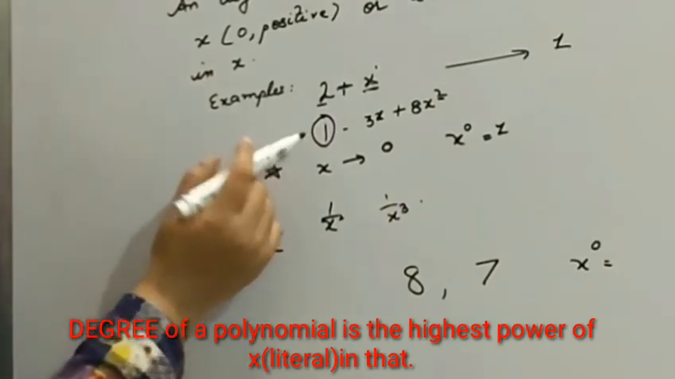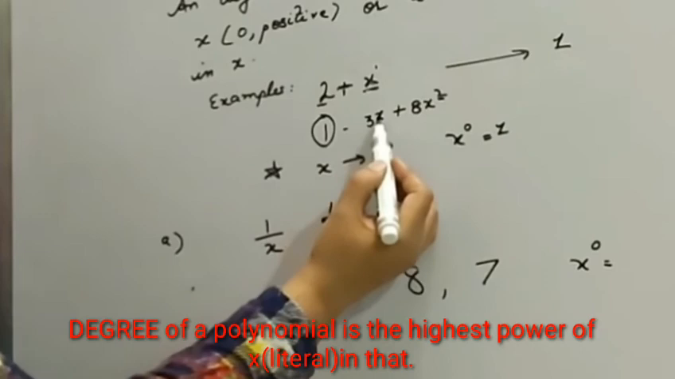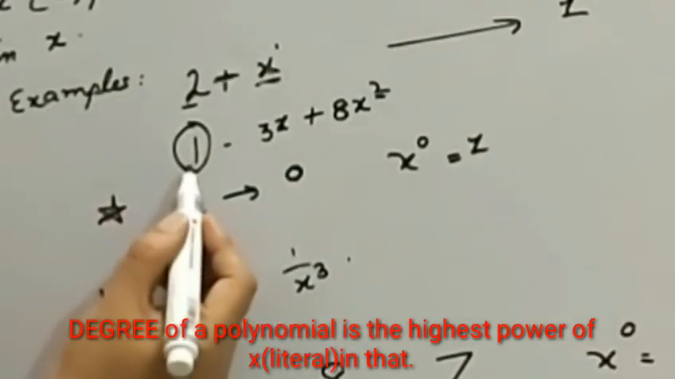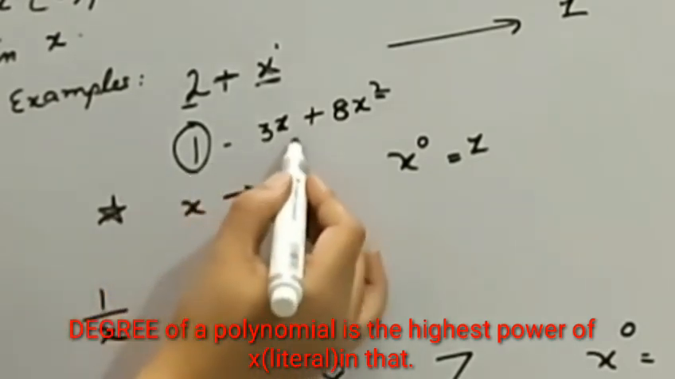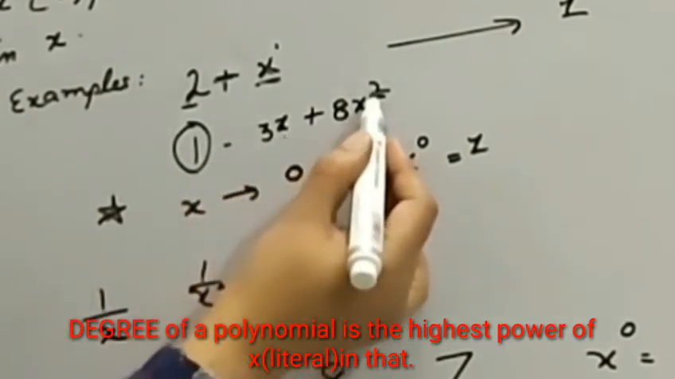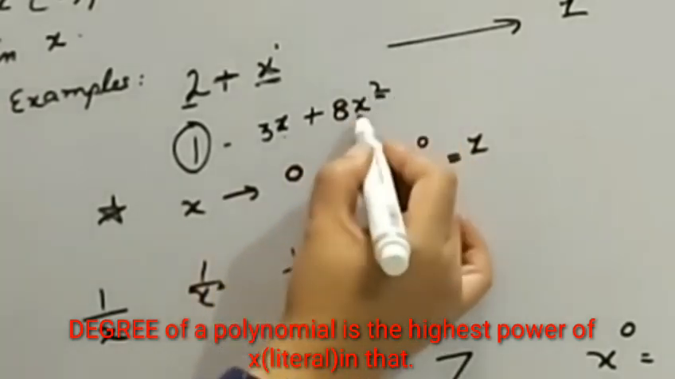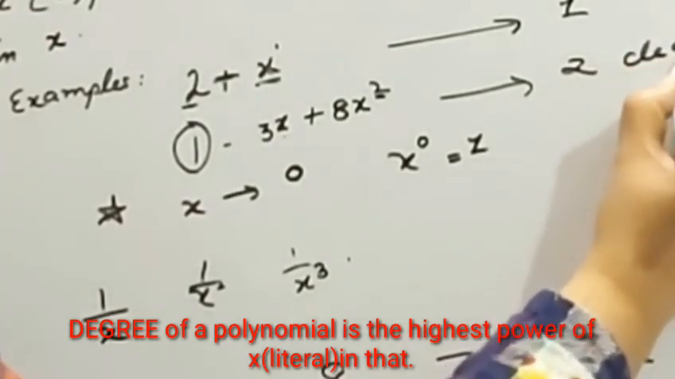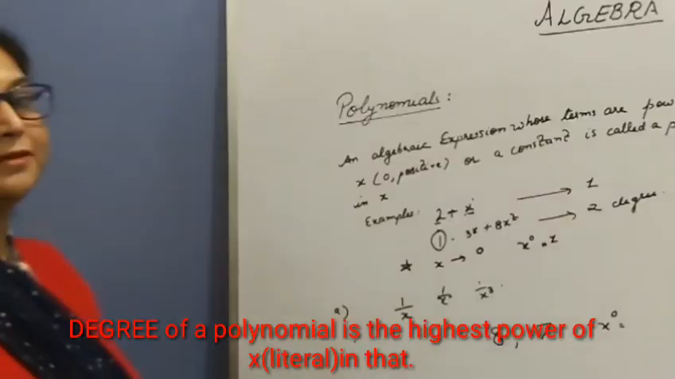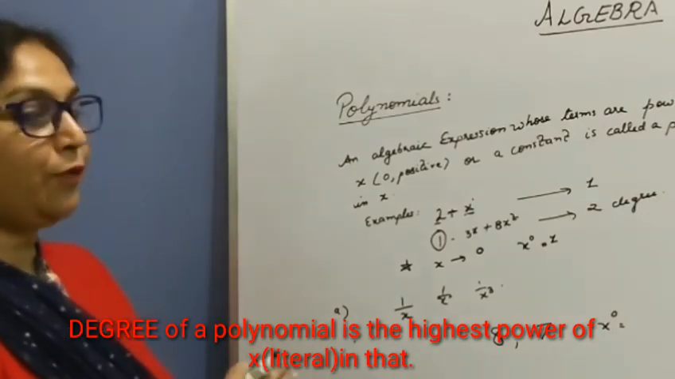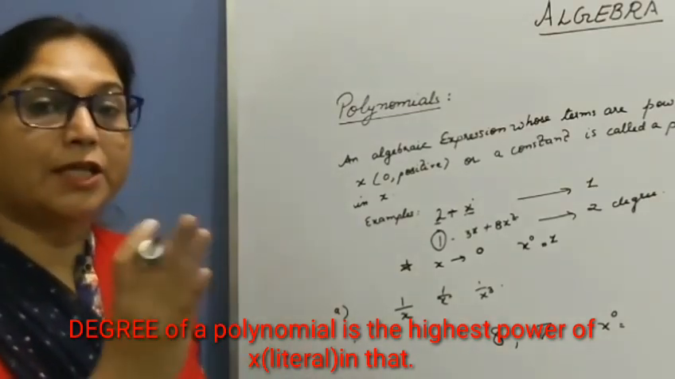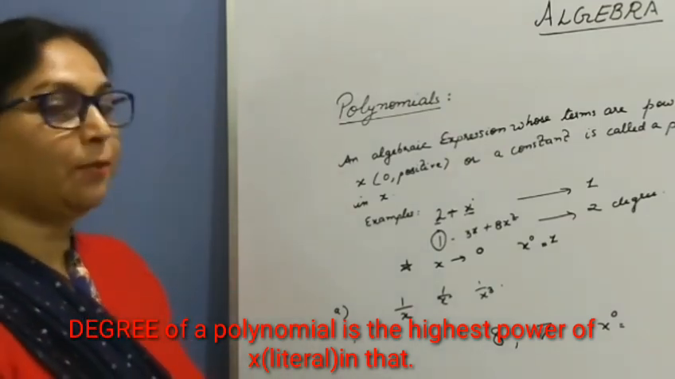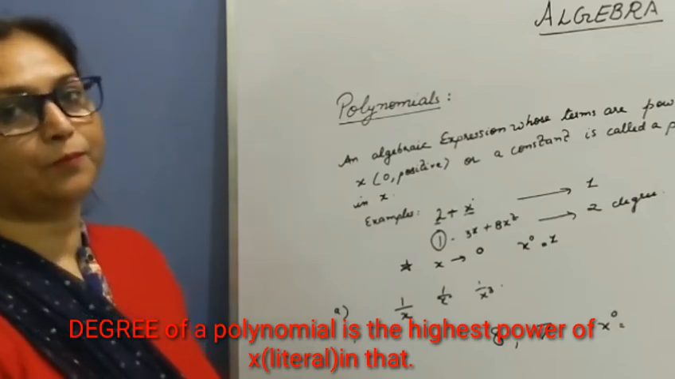In this polynomial, there are 3 terms: 1 minus 3x plus 8x squared. Let us try to find out the power of x in each term. Here the power of x is 0, here the power of x is 1, here the power of x is 2. The highest power of x in this polynomial is 2. So what is the degree of this polynomial? 2 is the degree of this polynomial. So what is the degree of a polynomial? If you are given a polynomial, the highest power of x in the given polynomial is the degree of the polynomial.